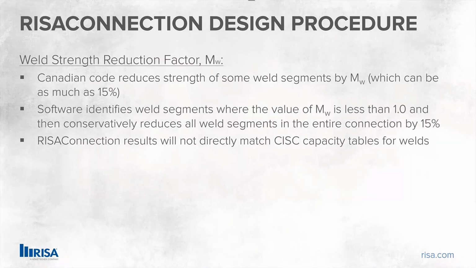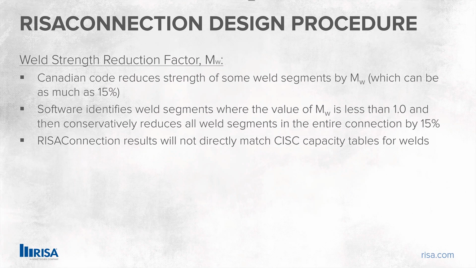Now, one of the big differences that we found between the AISC and the CSA code is the weld strength reduction factor in the CSA code, which the AISC doesn't explicitly use. The Canadian code reduces the strength of some of the weld segments by this factor Mw, which can be as much as 15%. And so obviously that's pretty significant when you're looking at the design of something.